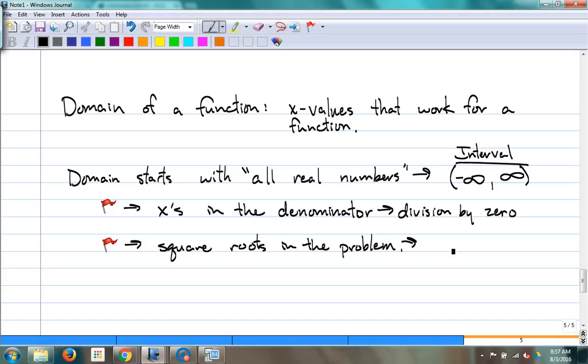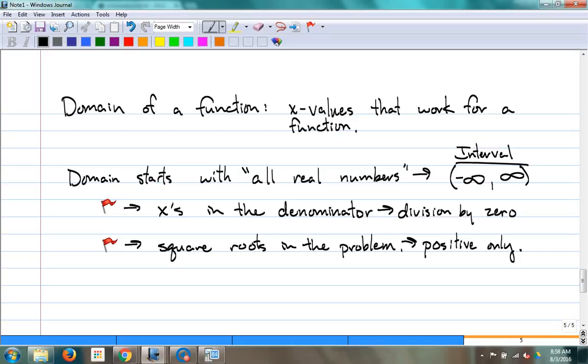In square roots, what kind of numbers made something weird happen? Negatives. That got us into the imaginary numbers, complex numbers. So with square roots, there's a restriction on the domain that says we can only deal with positive square roots. So what we're gonna do is look at some functions, and tell what the domain is, and then we have to look for these red flags.